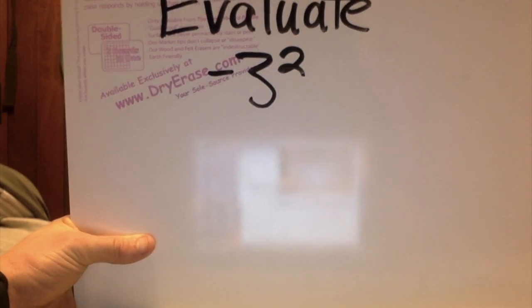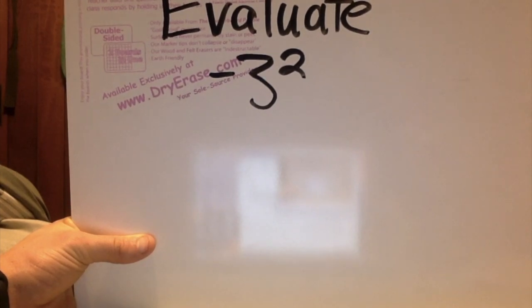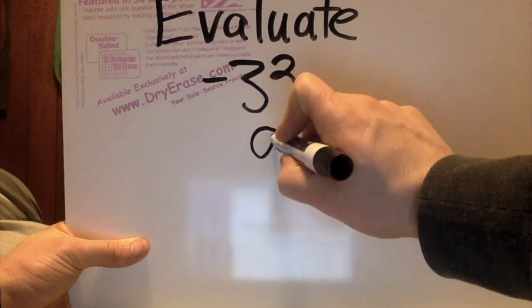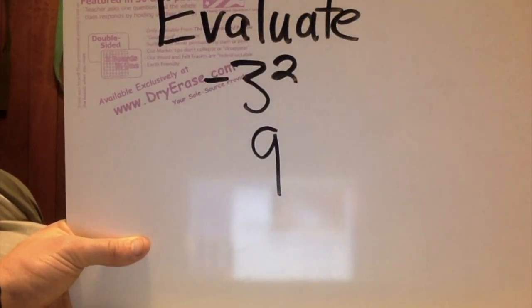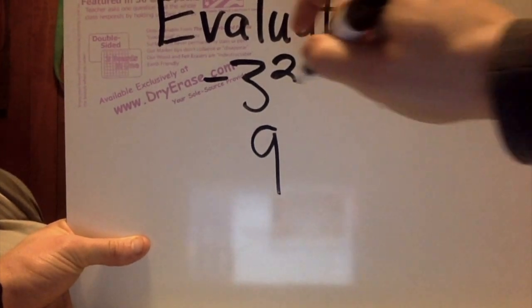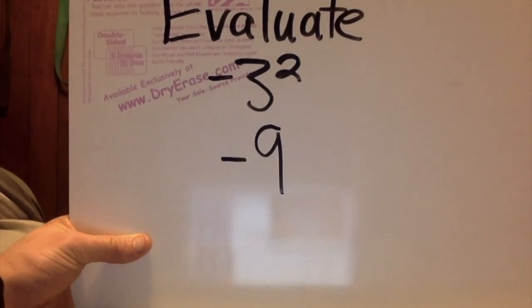Our next job is to evaluate -3 squared. So we write out 3 squared as 9, but the negative was not included with parentheses, so therefore it's still just a -9 here.